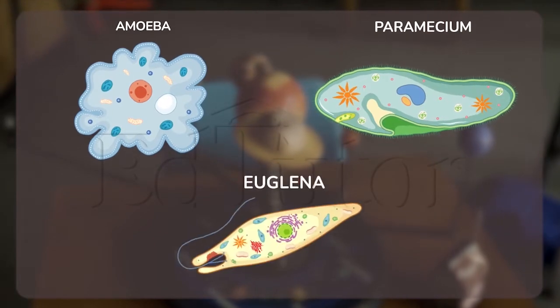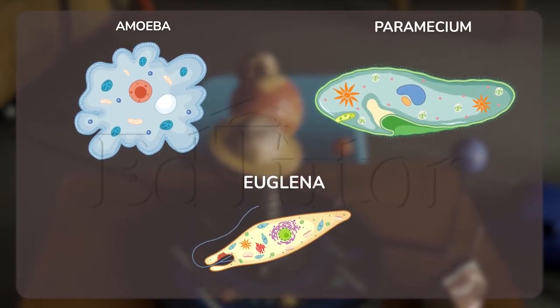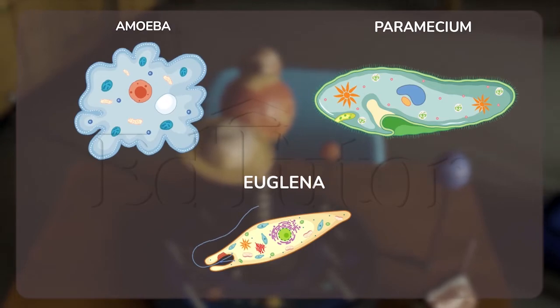Now look, what we have here is an amoeba, a paramecium, and euglena. Do you know what these 3 things have in common? They all are made up of 1 cell each. That means that their entire life processes are carried out by this single cell. Isn't that so interesting? Well, let me excite you guys a little more.